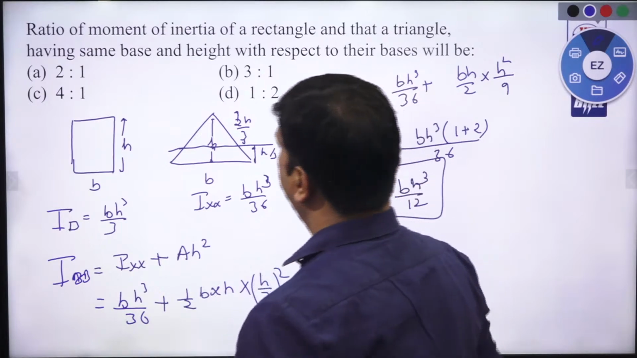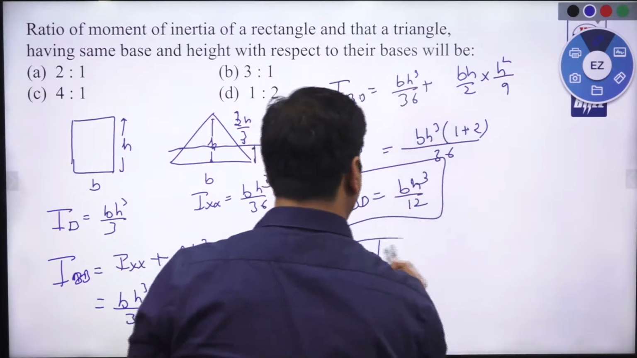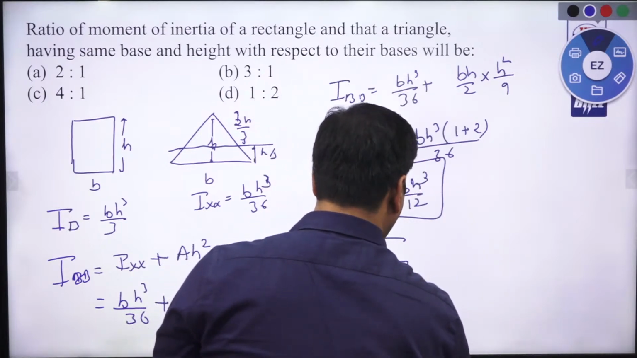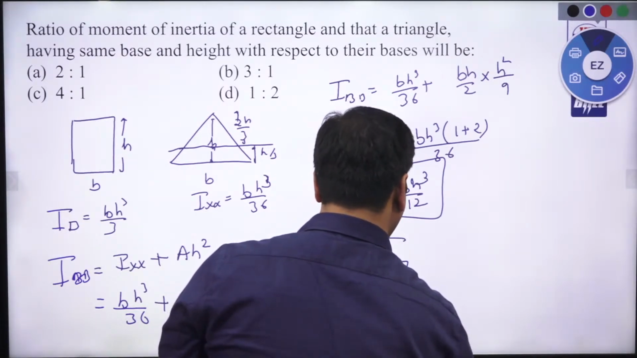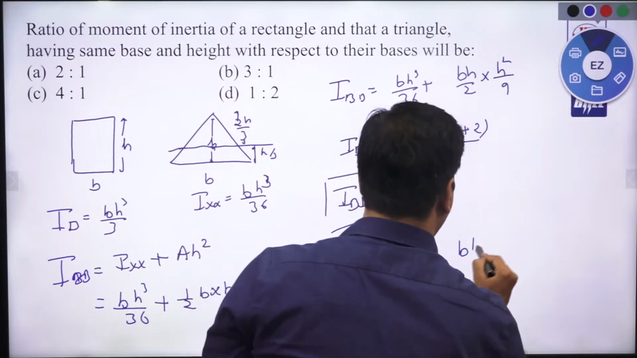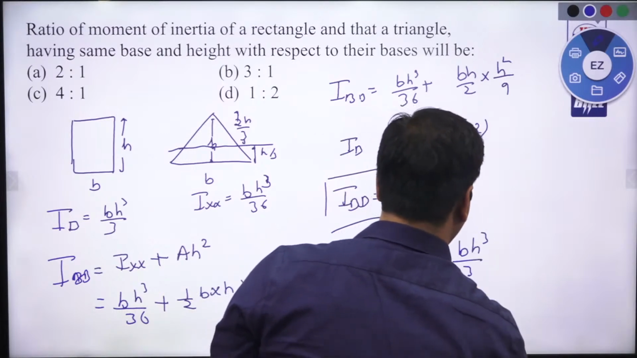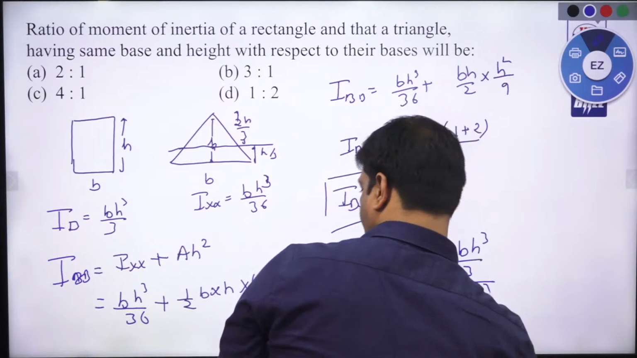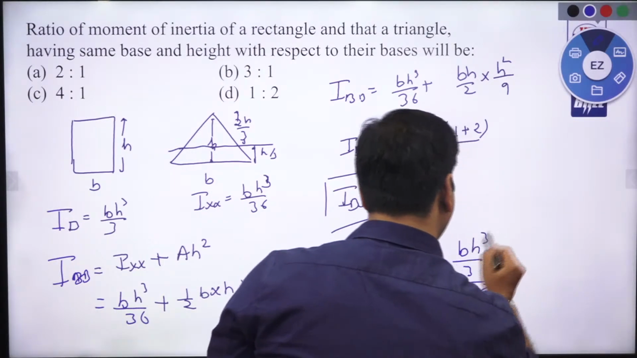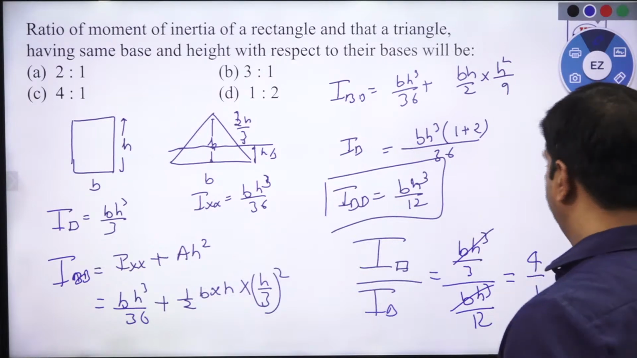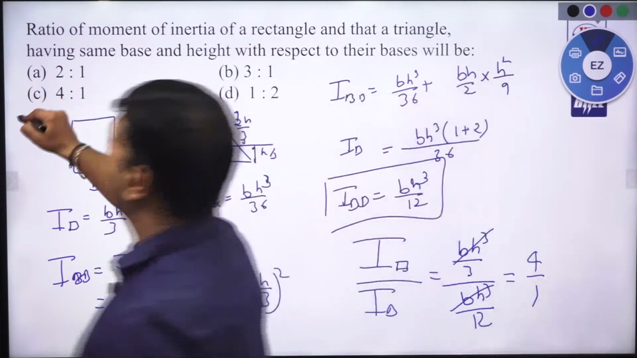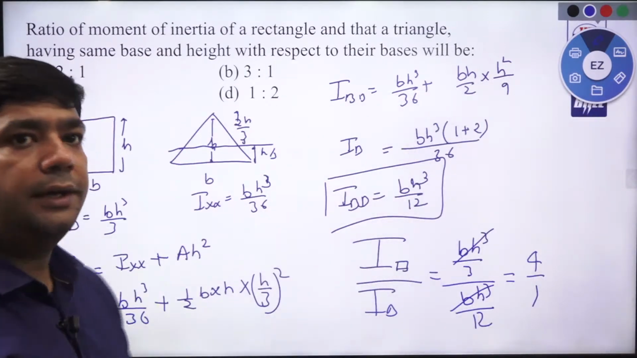So what is the ratio of the moment of inertia of rectangle to the triangle about their base, that is BH cube by 3 divided by BH cube by 12. So this just cancels. The option came to be 4:1. So the answer is C. Okay, got it?